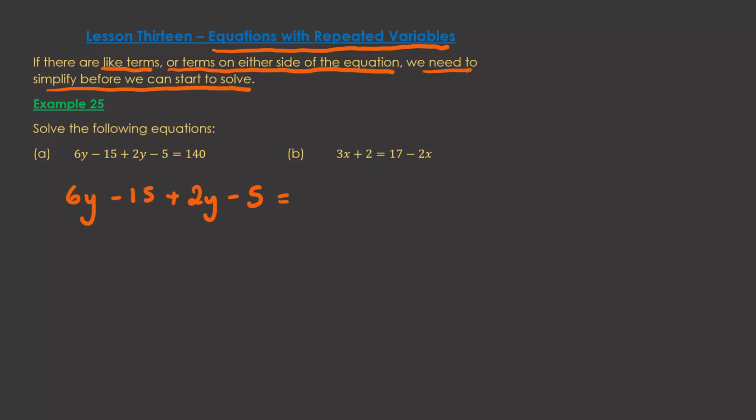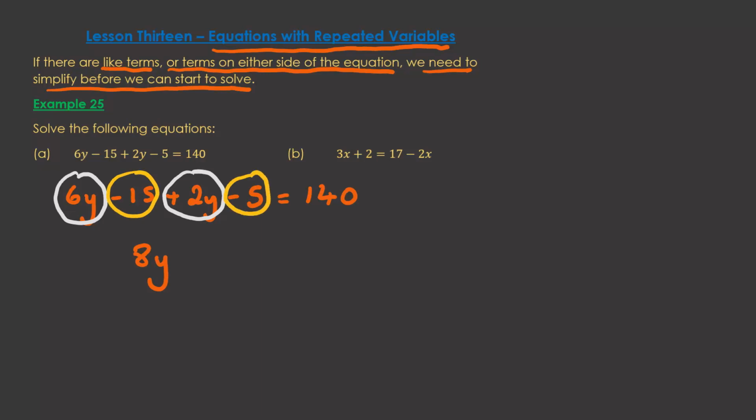So we have this as our equation. And I can see that there are some like terms here. I've got 6y, add 2y. If I put those together, I get 8y. Then I've got negative 15, negative 5. So if I've got negative 15 and I take away another 5, I end up with minus 20.